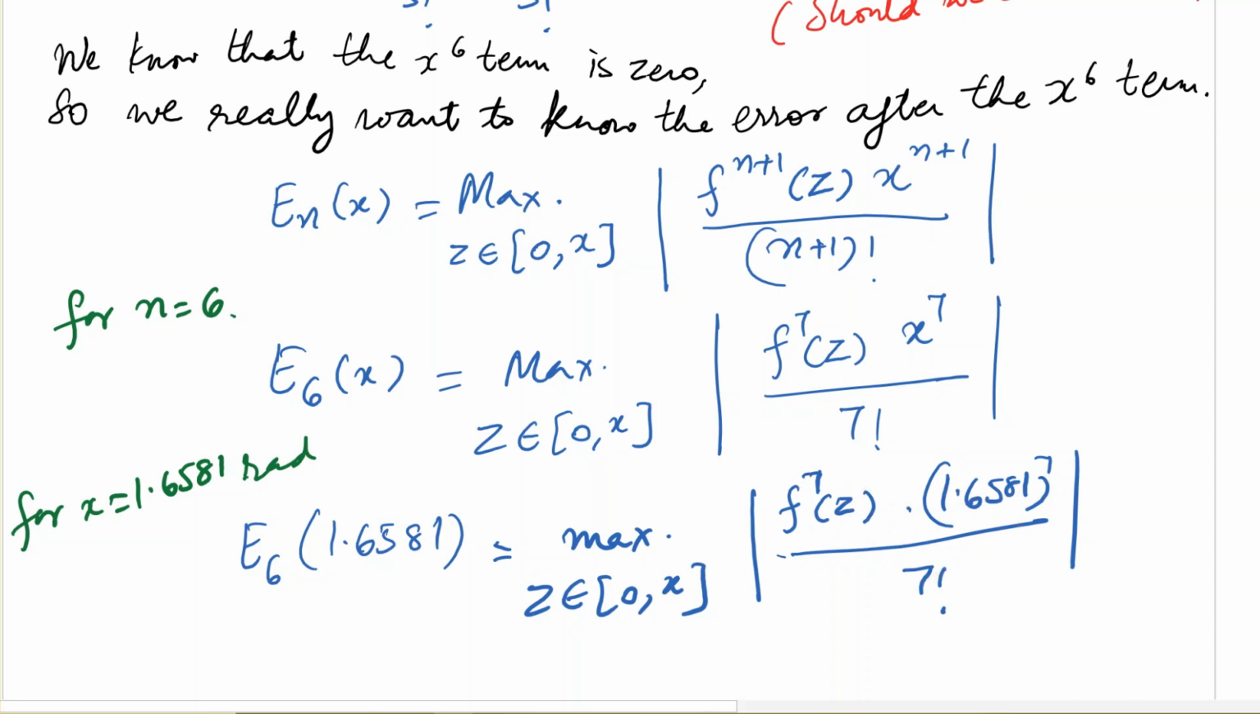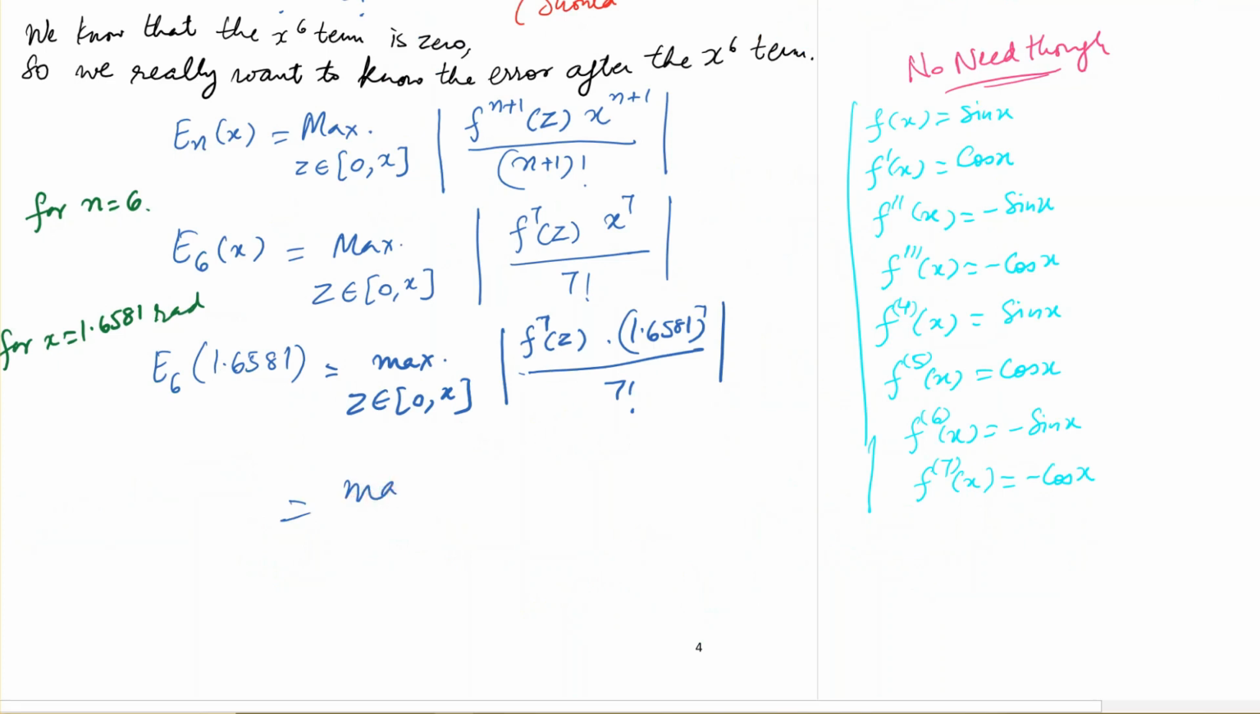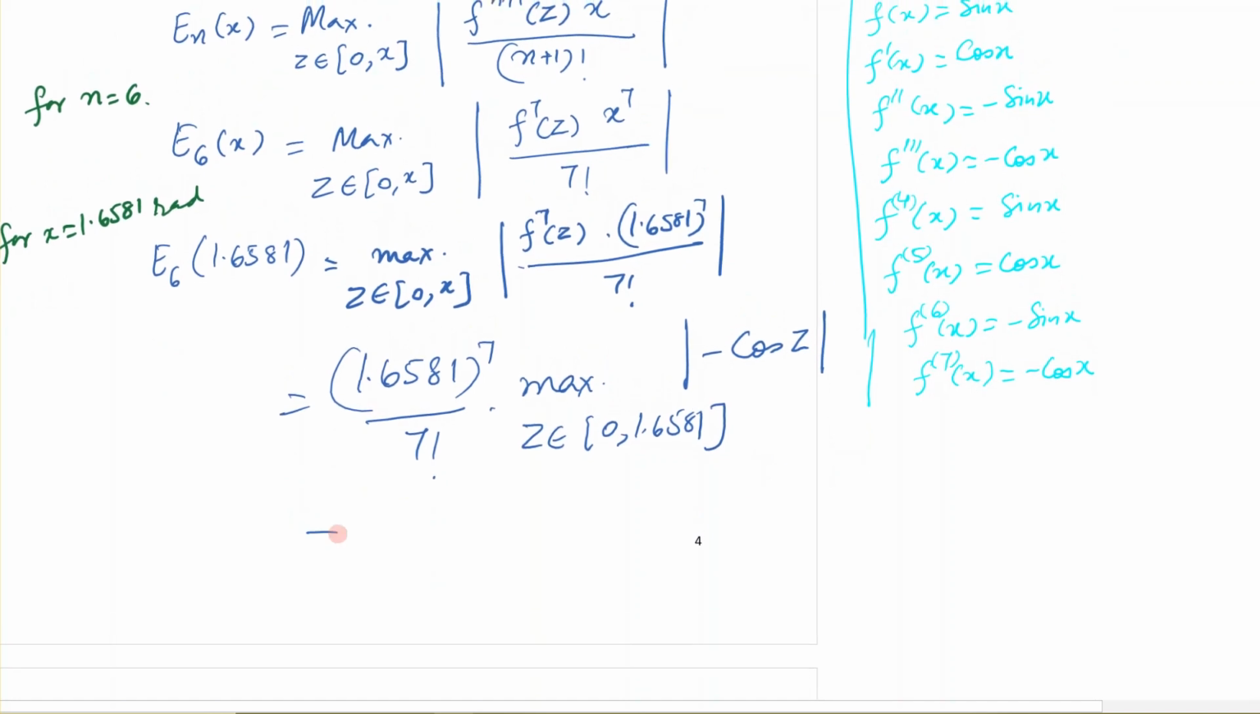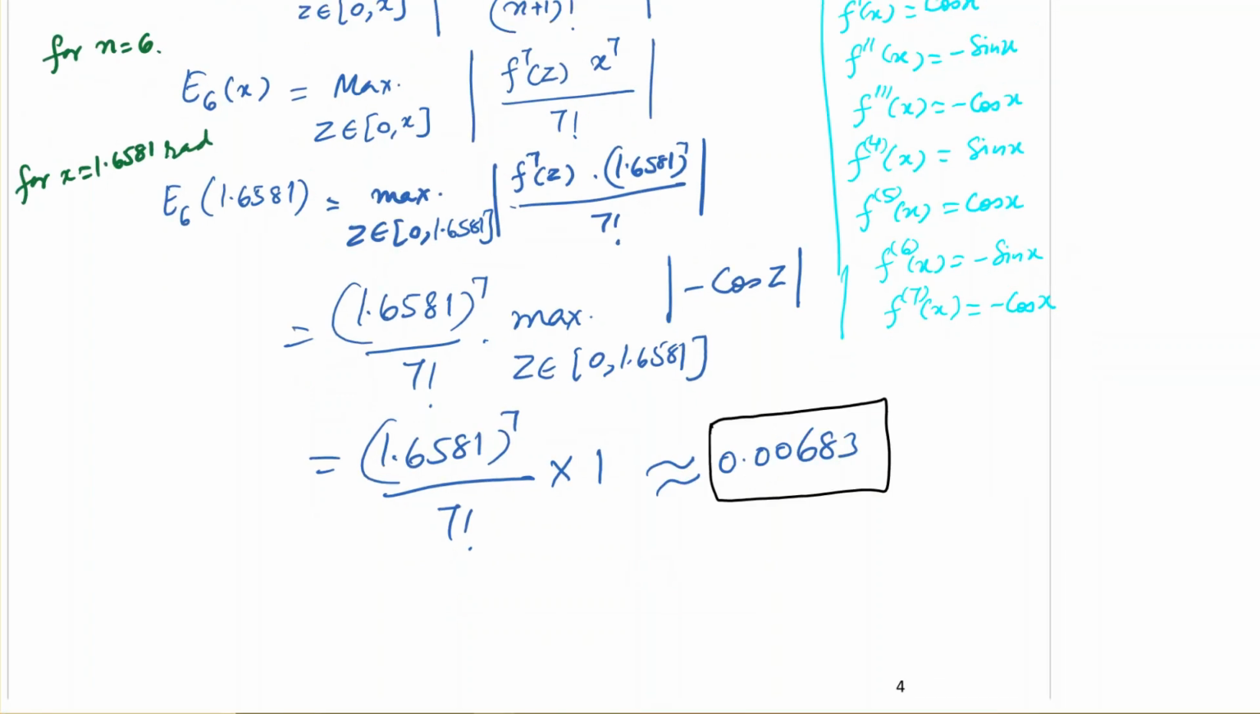But if you still have doubts, you can always figure out the seventh derivative of sine x. So in this case, let's take out 1.6581 raised to the power 7 over 7 factorial, and we need to find the maximum value over the interval 0 to 1.6581 of our function negative cosine z. I don't really need to plug in the values, so that maximum value would be 1, because the cos function is bounded by 1. Sorry, I should have changed my x value here as well. So let's change it here now. So we found that the bound on the error is 0.00683.